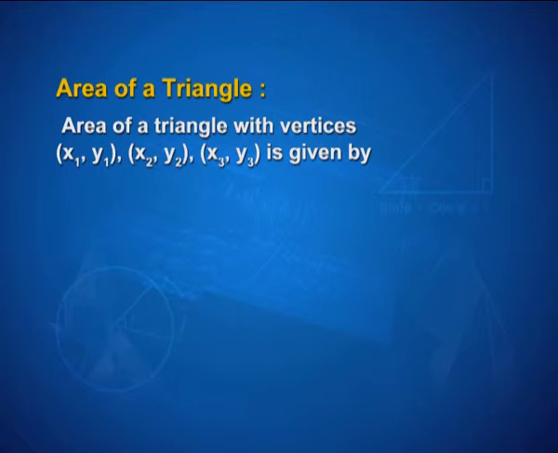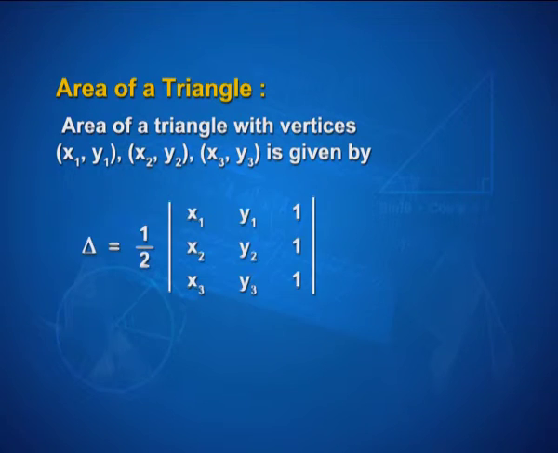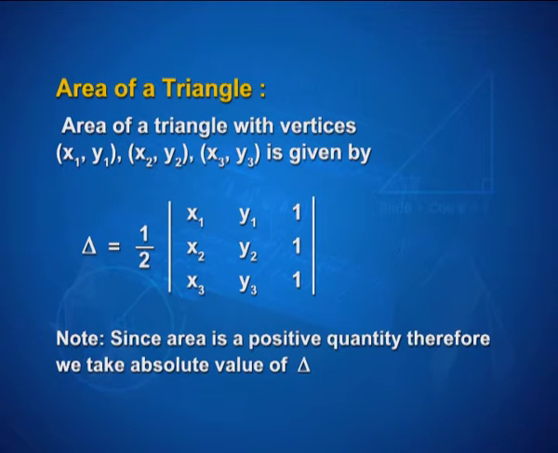Now, students, let us learn how to calculate area of a triangle using expansion of determinants. Area of a triangle with vertices x1 y1, x2 y2 and x3 y3 is given by determinant is equal to half of determinant x1 y1 1, x2 y2 1, x3 y3 1. Note that since area is a positive quantity, therefore, we take absolute value of determinant.